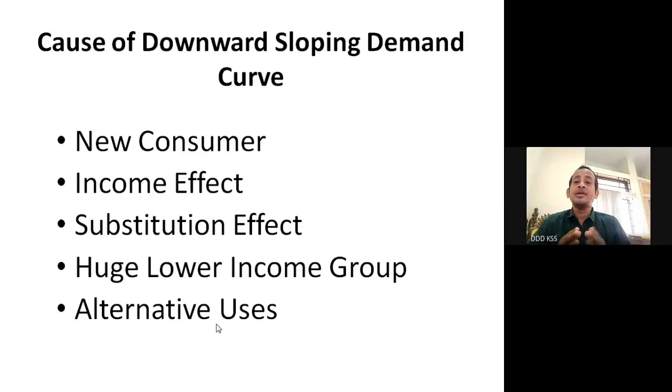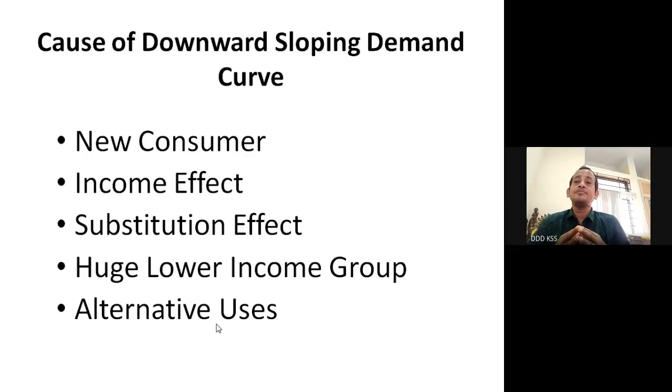Then alternative uses. Now in the alternative uses, here, we think about the uses of the product. What are the alternative uses a product may have? So alternative uses of the product is also one reason why the demand curve has a downward sloping movement.